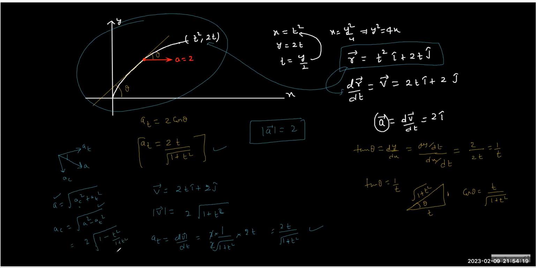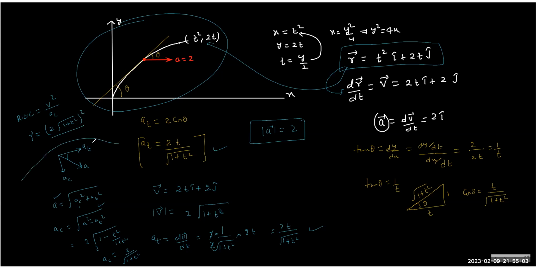I think this is correct. Yeah. So our answer is how much? 1 plus t square under root. And see, you got the AC. And once you get the AC, what is the radius of curvature? So it is the net velocity square upon AC. And that is how you get the radius of curvature as a time function. And V is well known to us. V is how much? It's 2 into... Am I right?